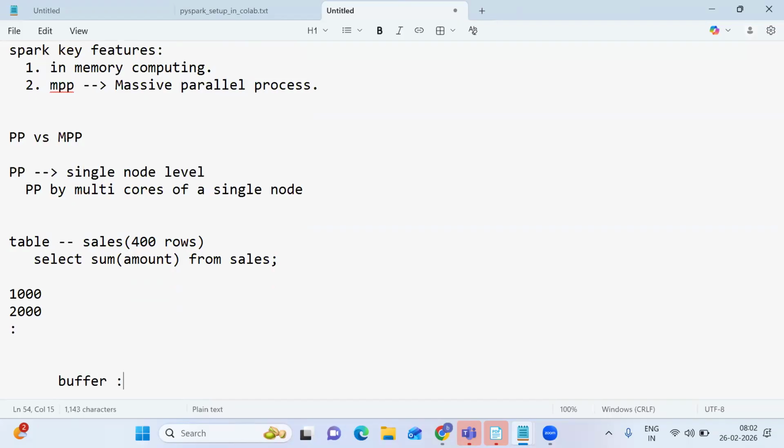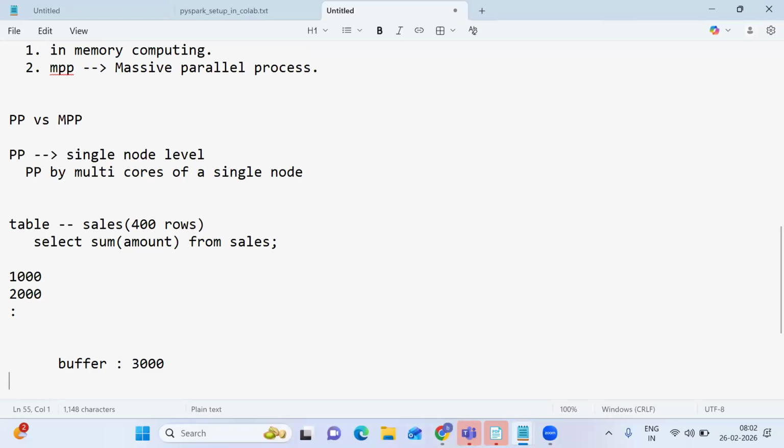First it will initiate one buffer in the RAM. Initial value 0. Take 1000 and add that 1000 to this 0. That gives 1000. After that, come to the second row, add this 2000 to this 1000. That gives 3000. In this way, record by record data processing will happen in normal systems. But in the parallel process, what is the style?